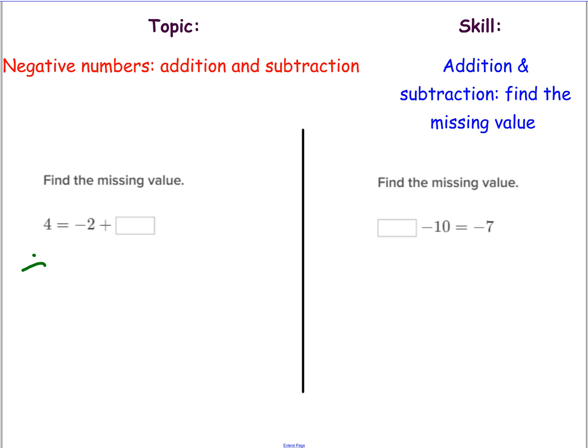So if you think about it with the tiles, this is 4 positives equals 2 negatives plus something. Some other number has to go here to get us to that. Well, what would we add to 2 negatives to get us to 4 positives? Well, if I add 2 positives to that, that gets me to just 0. But to get to 4 positives, I'd add, I'm going to write it over here on the side.